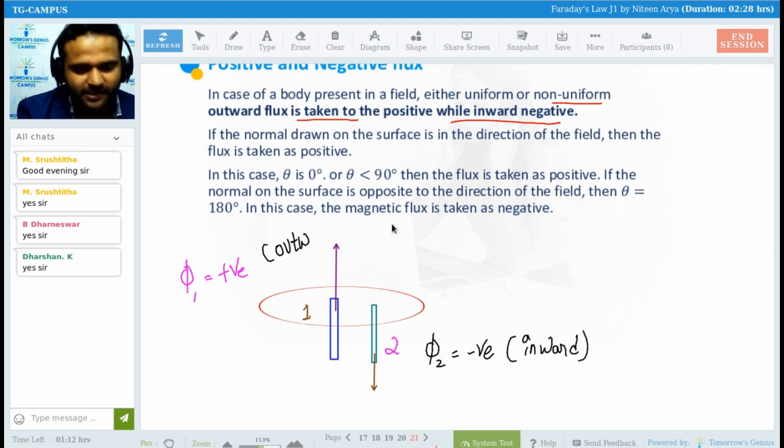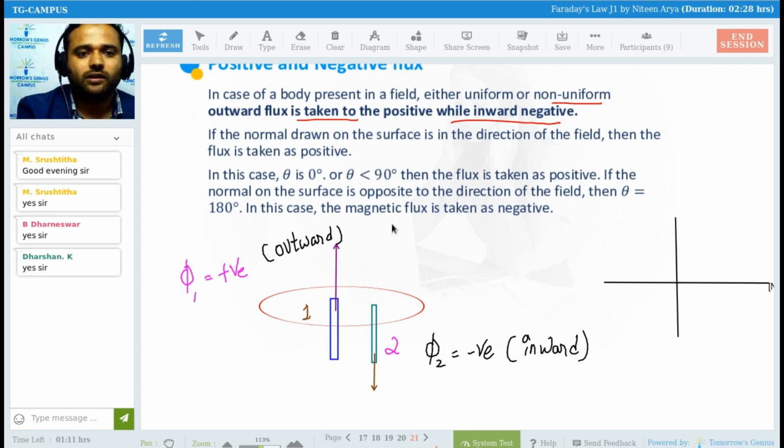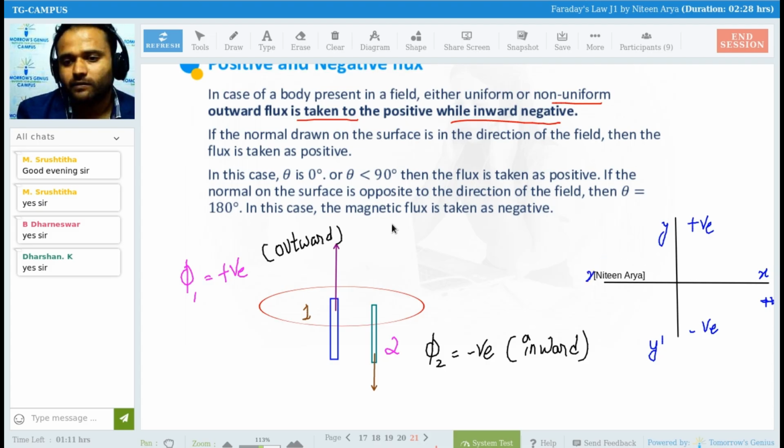And that is very easy. From where do we get this positive negative analogy? From the axes, nothing more than that. These are my axes. In this axis system, upward is positive and downward is negative, for the y axis I'm talking right now. The right hand side x axis is positive, x prime is taken as negative. Is this clear? So from the same analogy we took this.